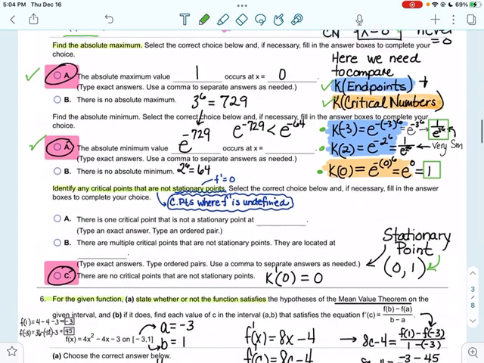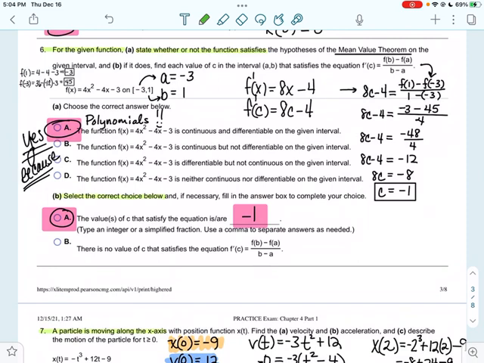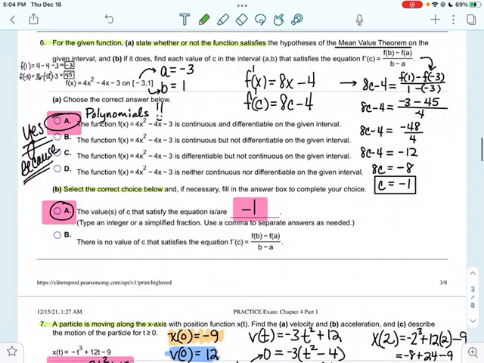Okay, next question. For the given function, state whether or not the function satisfies the hypothesis of the mean value theorem. So in this problem, as I read it, and if it does, find each value of c on the interval a, b that satisfies the equation.